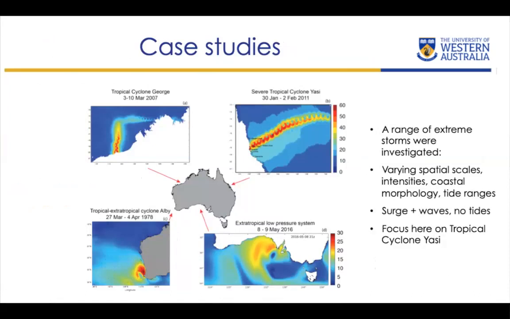Using sensitivity studies and the coupled and uncoupled simulations, we looked at a number of storms, 4 of which are shown here. So 2 tropical cyclones, a transitioning storm, and an extratropical low pressure system in the south. But what I'm going to present here is just one of them. So tropical cyclone Yasi. And we did not include tides in the simulations where we're looking at the sensitivities. Total water levels are important, but to eliminate any confusion, we just focused on surge and the waves, but no tides.